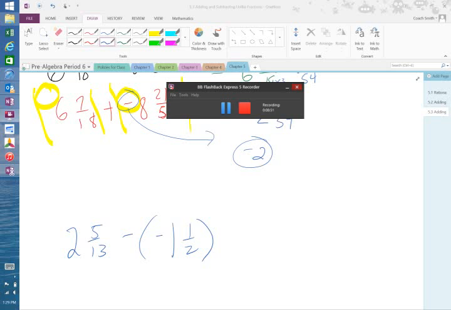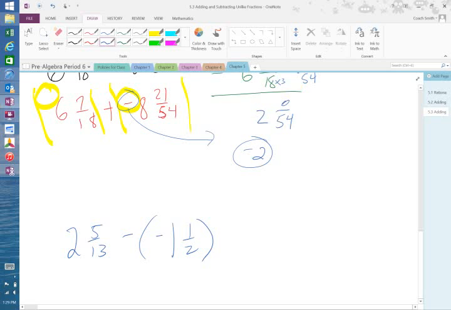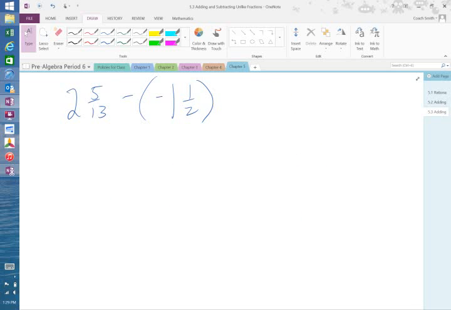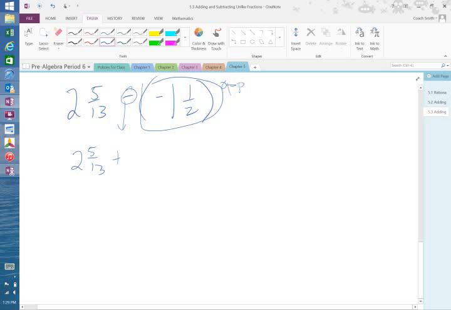All right, who has an answer? Haley? Yes. 3 and 23 over 26. Okay, so first things first, you have 2 and 5/13. Change that to addition. Do the opposite of that, which is a positive 1 and 1/2. Now the common denominator between the two is 26. So that has a 26 on the bottom. That has a 26 on the bottom.